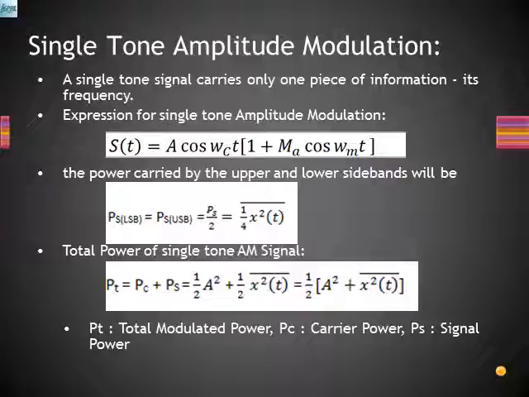The next term is the total power of the single tone amplitude modulated signal, which is P_T equal to P_C plus P_S, where P_T is the total modulated power, P_C is the carrier power, and P_S is the signal power. These three expressions are very important from the examination point of view.